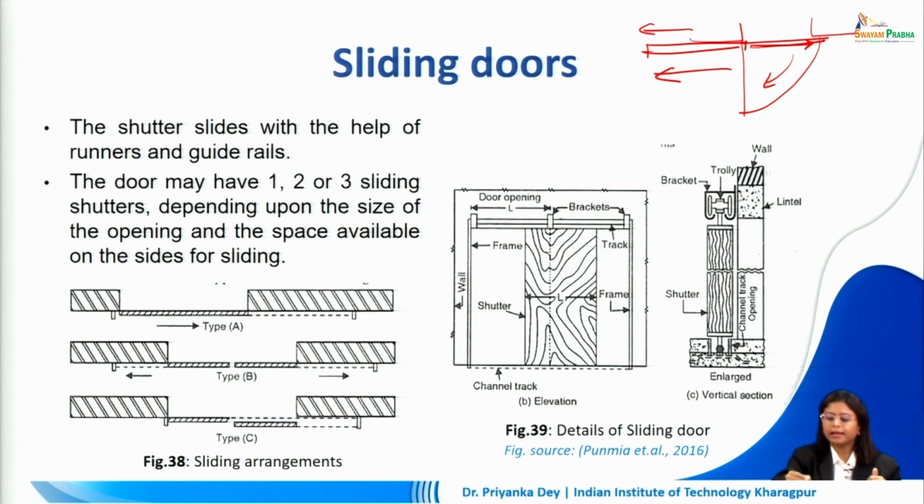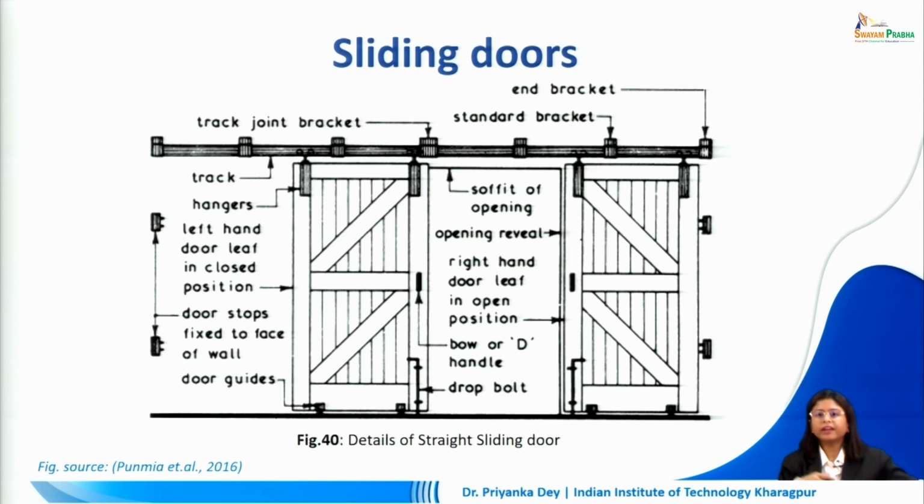Based on that area, I can decide how much my shutter will be. So let's say I have a limited space here, but the opening is much larger. In that case, I might break this up into 3 parts. The 3 shutters will come and rest together, reducing the amount of area that is needed for me to keep the door at the side when it's in open condition. So that is how we can determine how many sliding shutters we will be needing in one particular opening.